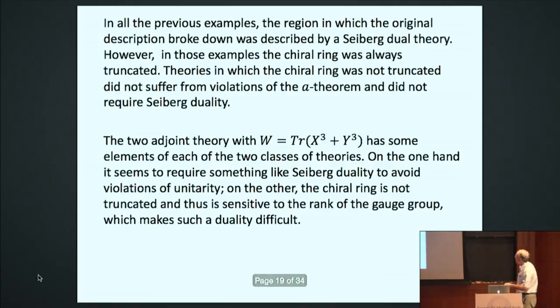And so you are in this odd situation that this example, which is a very small modification of the original N=1 SQCD studied in the early 90s, has some elements of each of these two classes of theories. It seems to require something like Seiberg duality to avoid violations of unitarity. But on the other hand, the chiral ring is sensitive to the rank of the gauge group. And so it's not clear what that should be.